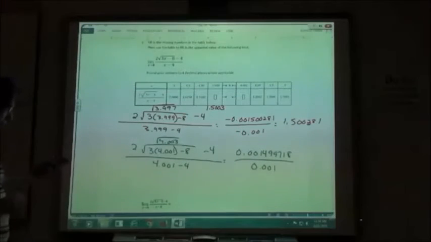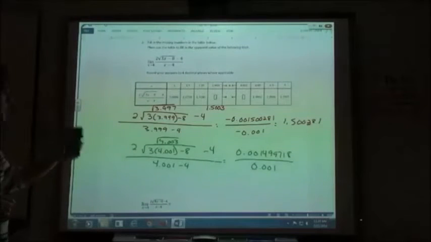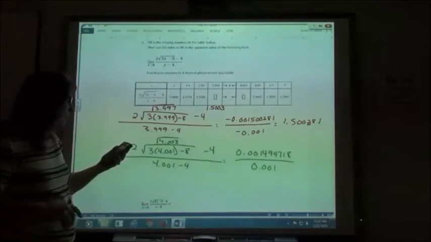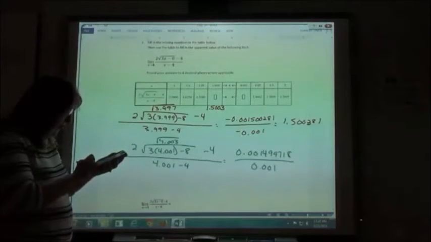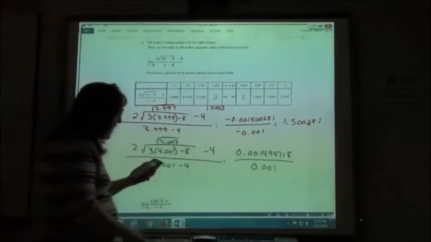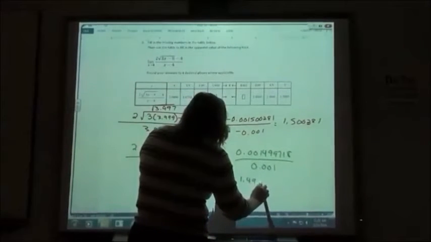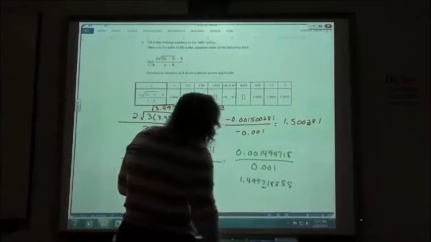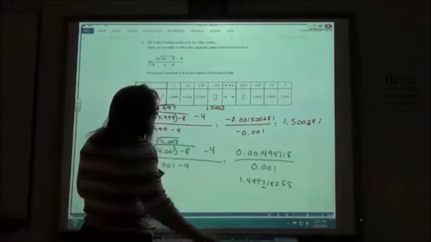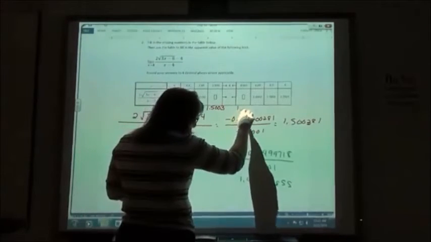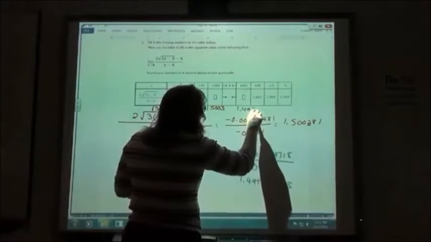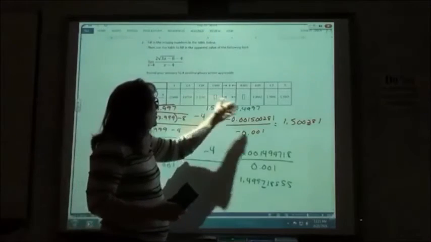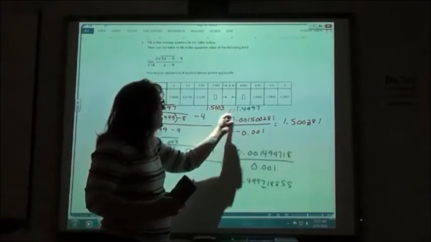So I'm going to take my top number, which is already in my calculator since I didn't use my subtraction down here. So 0.001499718 divided by 0.001 gives me 1.499718855. To 4 decimal places, I go to the 7. There's a 1 behind it, so I'm going to leave that one alone. 1.4997.